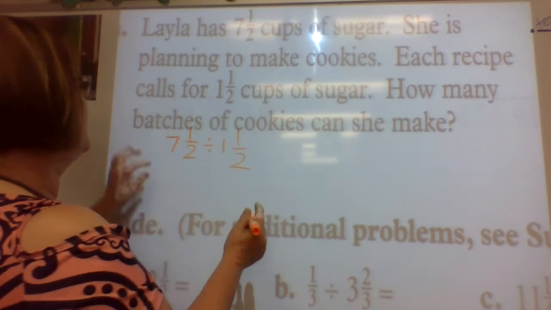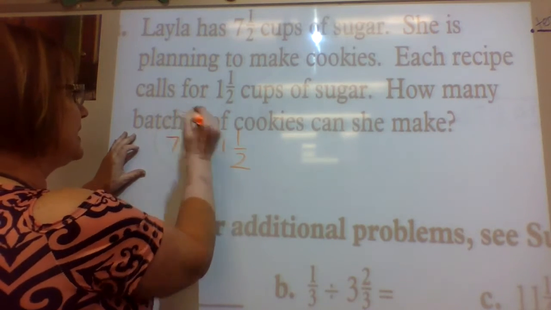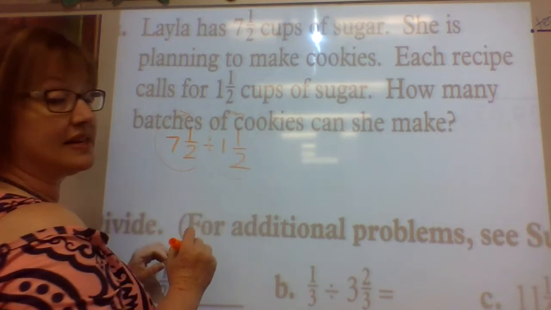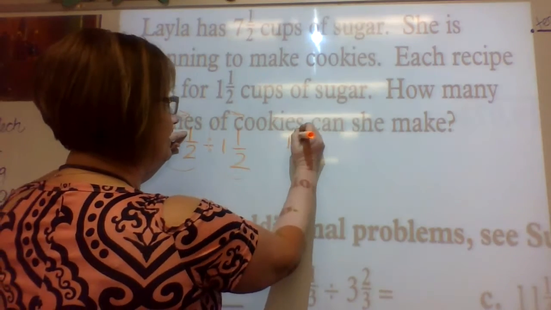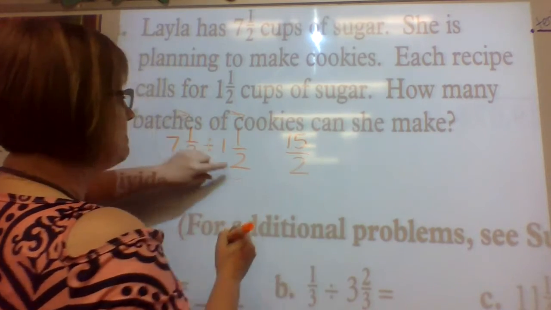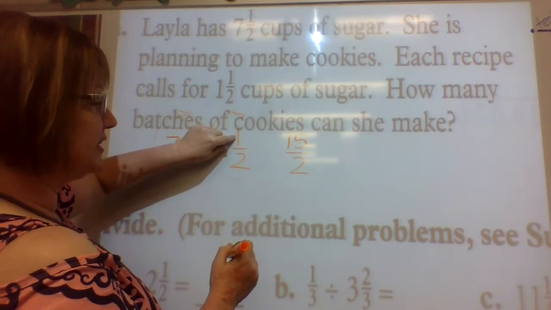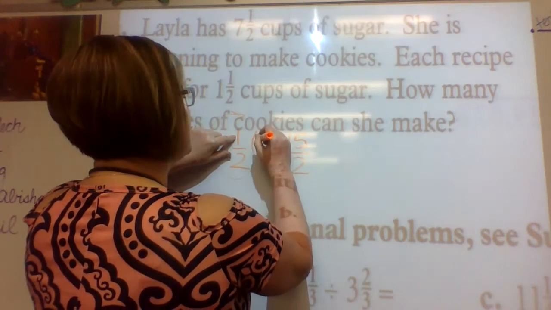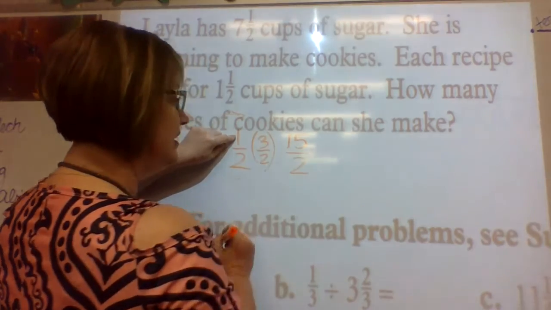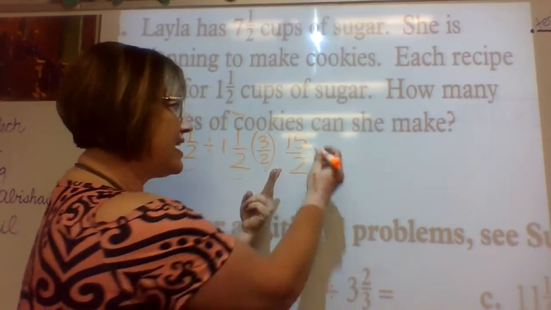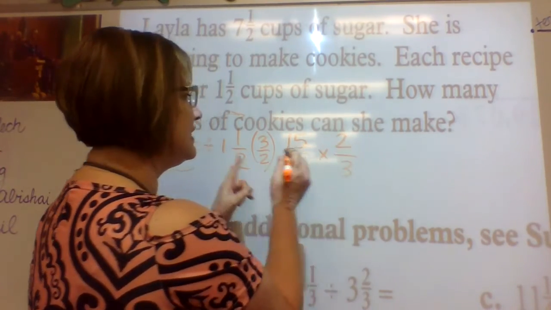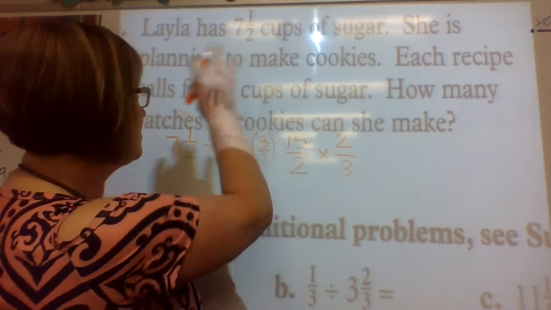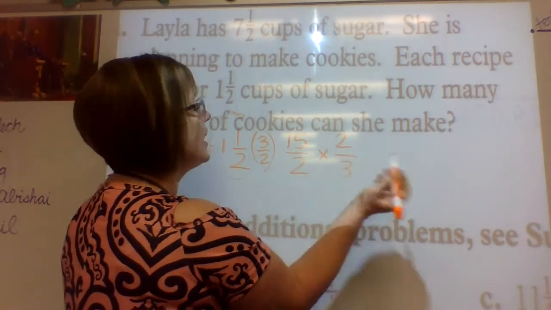Can you see that? Okay, so we need to do the upside down C on both of these this time. So 7 times 2 is 14, plus 1 is 15. That makes 15 halves. And 2 times 1 is 2, plus 1 is 3. So this would be 3 halves. So we want to flip that upside down. 15 halves times 2/3. You know what? This is really tomorrow's lesson. I'm surprised they put this one in here. But that's okay. It's easy enough.